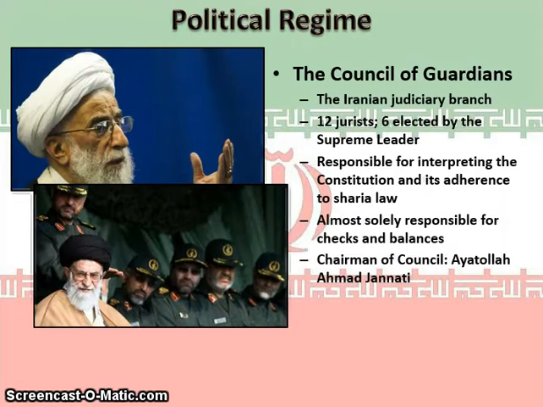So below Ayatollah Khamenei is the Council of Guardians. So we've got 12 jurists on the judiciary branch, 6 of which are elected by the supreme leader. So kind of think of them as the United States Congress. They're responsible for interpreting the Constitution and its adherence to Sharia law. So typically what happens is if Parliament tries to pass a bill, 40% of the time it ends up getting kicked back. So they're almost solely responsible for checks and balances, and the chairman is pictured here. That is Ayatollah Ahmad Janati.